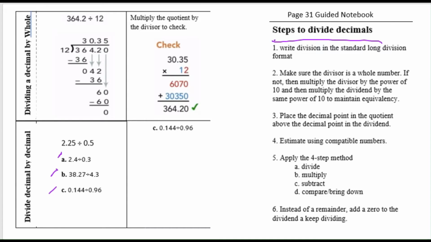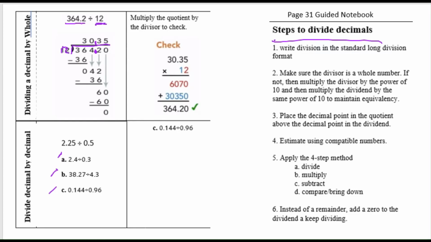So right here, we have 364 and 2/10 divided by 12. So the first thing you want to do is write your division in a standalone division. So that's step number 1. Make sure your divisor is a whole number. If not, multiply by the power of 10. So if we look here, our divisor is 12. And 12 is already a whole number. So there is no need to move the decimal point here. You just move your decimal point from the dividend to the quotient, and then you will divide like normal.